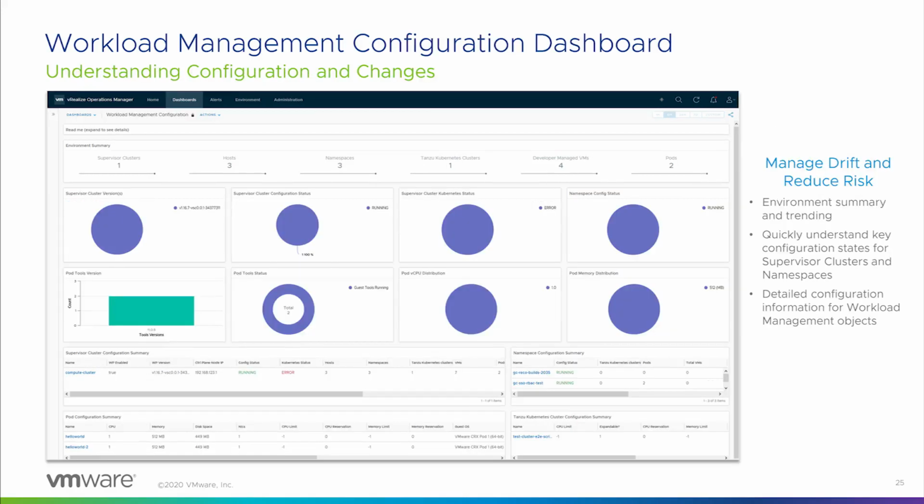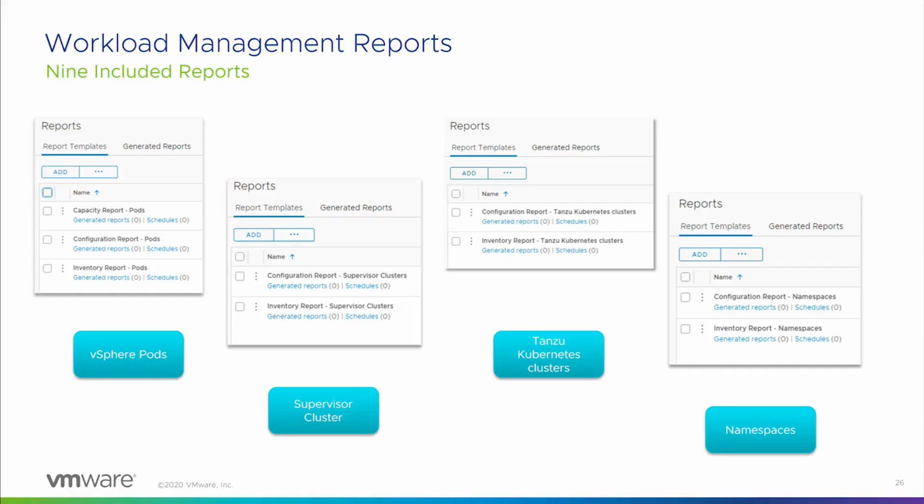We can also identify variations in our configurations across the environment. So using the Workload Management Configuration dashboard, we can ensure that all of our clusters have the same version of Kubernetes, for example. Because as many of us know, maintaining consistent environments can be very critical, especially when it comes time for upgrades. We don't want to be missing out on those major upgrades because we didn't deal with the day-to-day and making sure that everything's consistent.